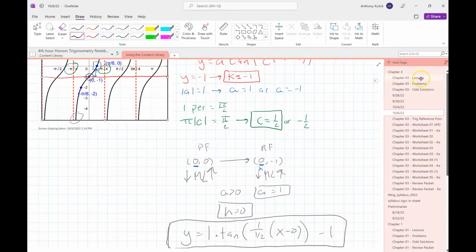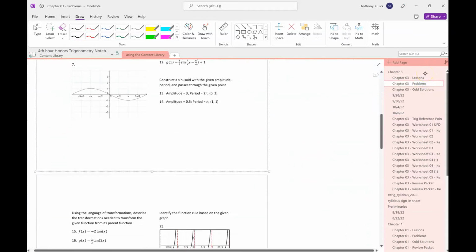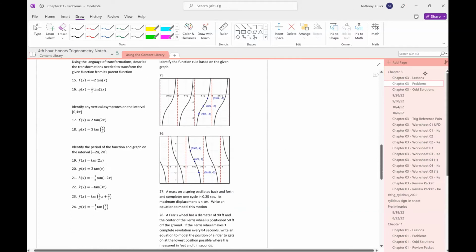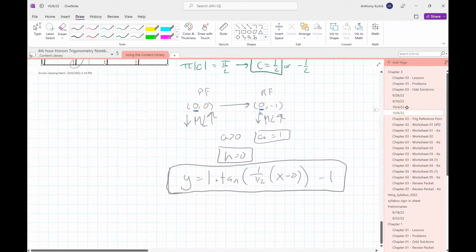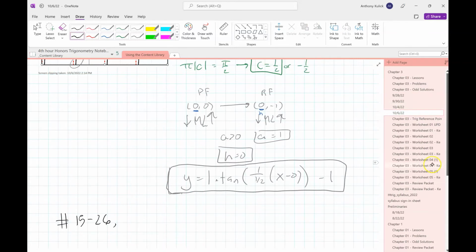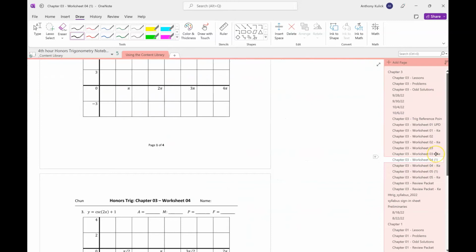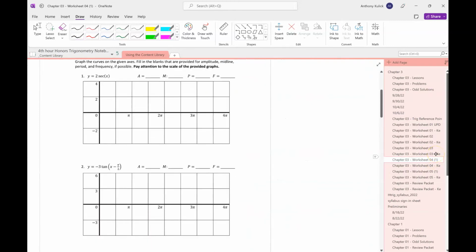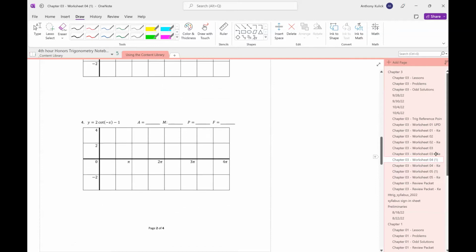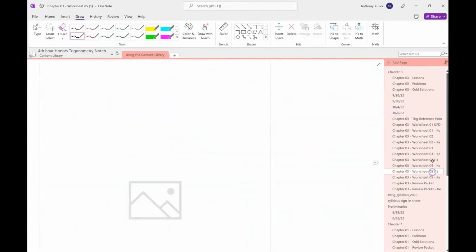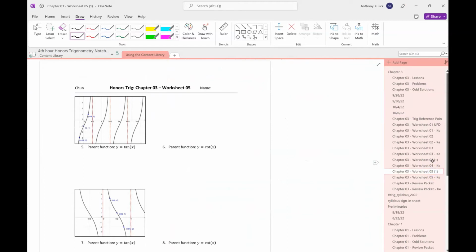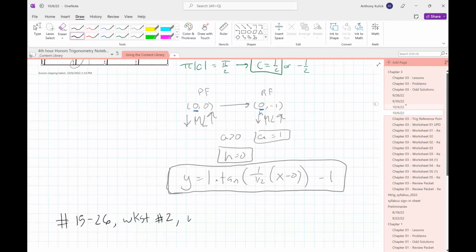You guys should be able to do problems 15 to 26 now. You should be able to do worksheet 4, but I only want you to do number 2. And then on worksheet 5, I only want you to do 5 and 7. Got that.